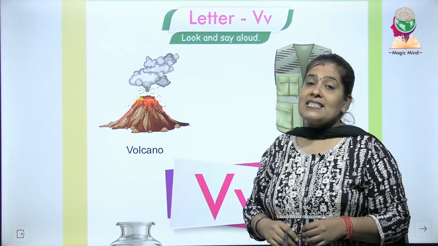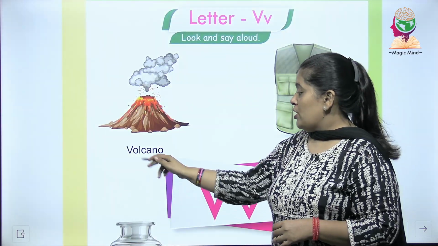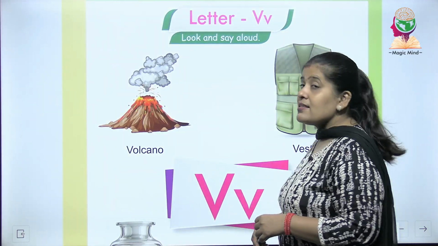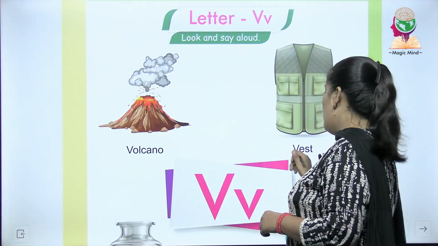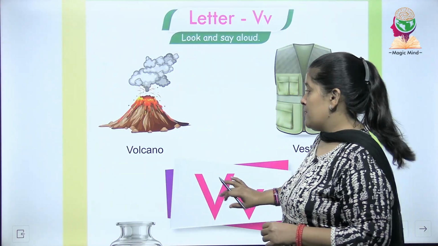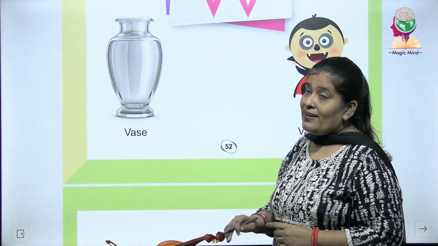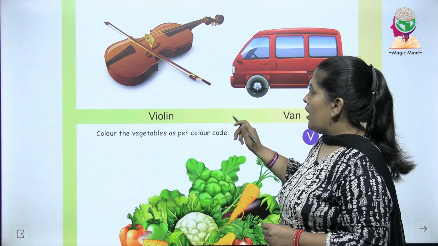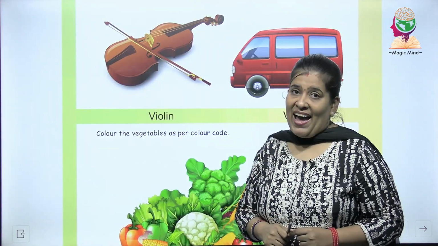Now the next letter is letter V. Look and say aloud. This is capital V and this is small letter V. V for volcano. V for vest. V for vase. V for vampire. V for violin. V for van.